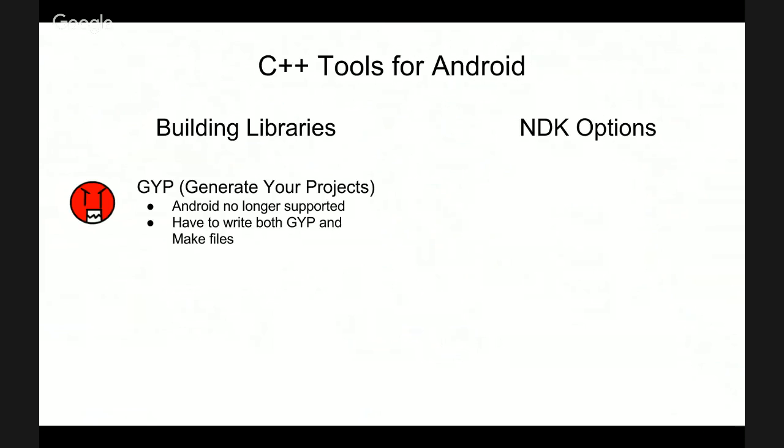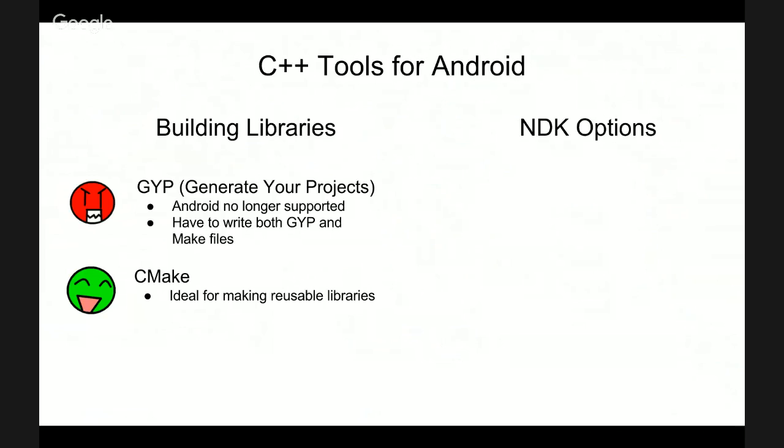And I put this first because you're going to see it. If you pursue this, you're going to find it. The Genie example uses GYP. There's a library called MX3. It uses GYP. My tutorials use GYP. It's everywhere, but it's kind of terrible. It no longer supports Android. You actually have to revert to an old commit to get support for Android. And at the end of the day, you still have to write makefiles and GYP files.